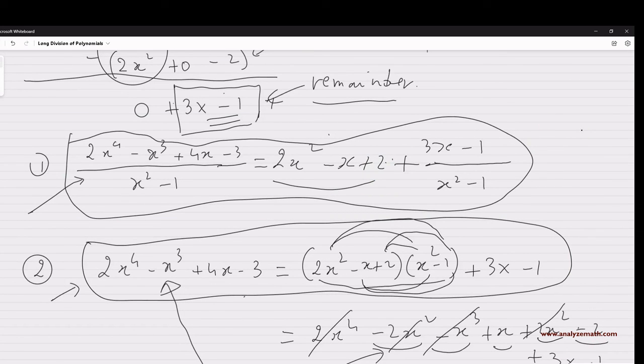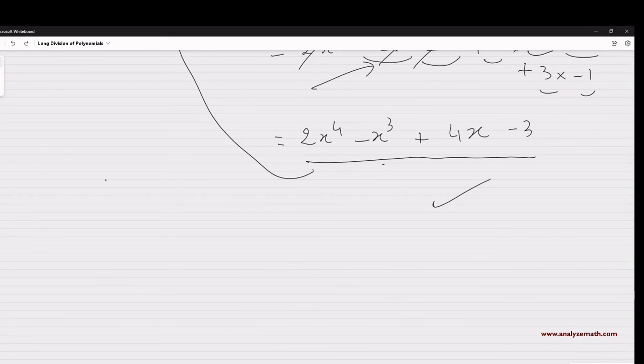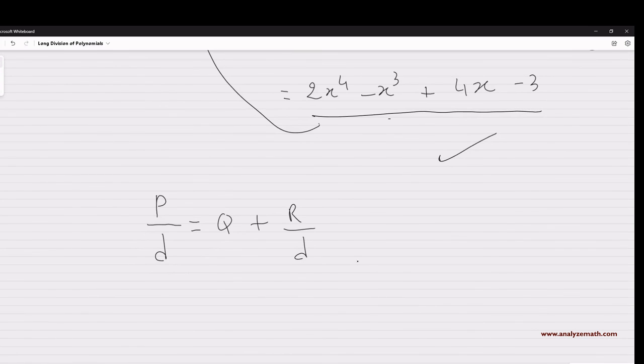You can use this to write the answer, or this one here. And in general, if you are dividing a polynomial p by polynomial d, this will give you the quotient plus the remainder over the divisor. This can also be written as the polynomial p, which is the dividend, is equal to the quotient multiplied by the divisor d plus the remainder.